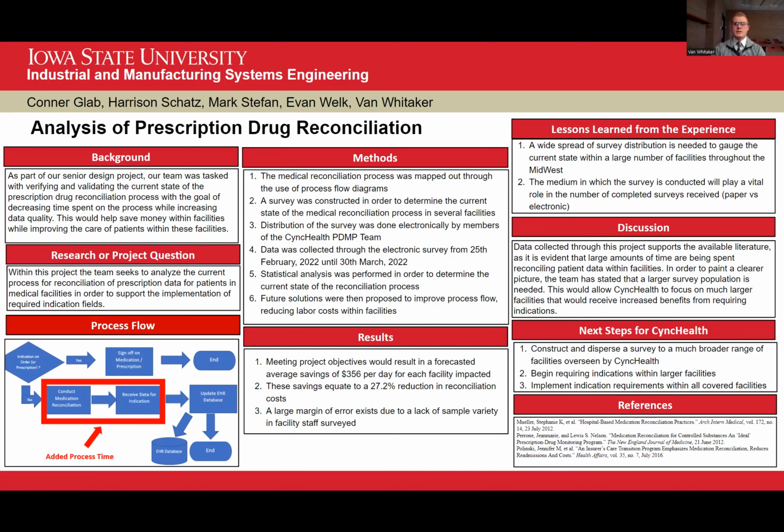A couple of the lessons learned by the team through this experience is that widespread survey distribution is hard. It's very hard to get a good number of surveys filled out and received by our team, essentially, to conclude points from. Going forward, we would need a much larger survey distribution in order to see what is happening in facilities throughout the Midwest. This, as Mark said, would lead to better significance in our conclusions.